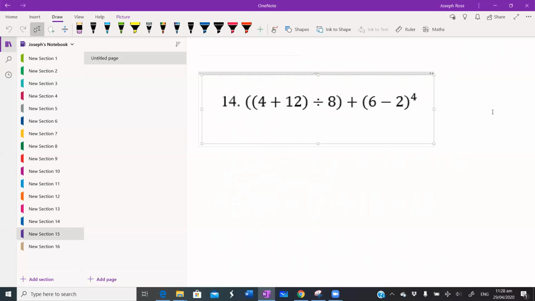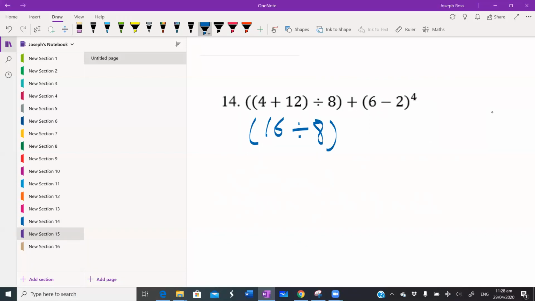Okay, so we have to focus on what's inside the brackets first, and we've got brackets inside brackets. So what's inside needs to be done first. So we need to do the 4 plus 12 first. So what's 4 plus 12? 4 plus 12 is 16. So we've got 16 divided by 8 plus 6 minus 2 to the power of 4.